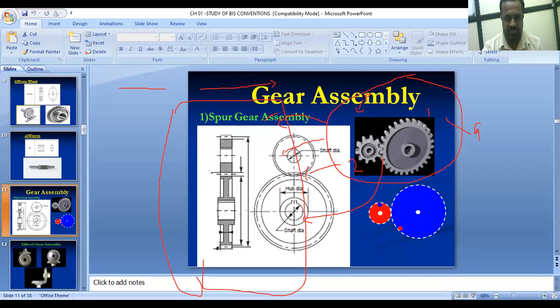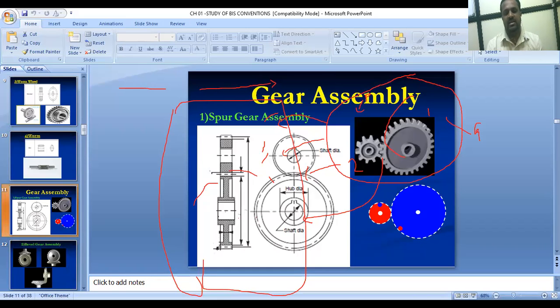This is the topmost portion of this pinion. This is the pitch circle of this pinion, and this is the shaft diameter, where your shaft will be fitted. This pinion is meshed with this gear at this pitch circle. Again, this is the topmost portion of this gear, and this is the base circle of this gear. This is the hub diameter, so this is the hub, and this is the location for the shaft.